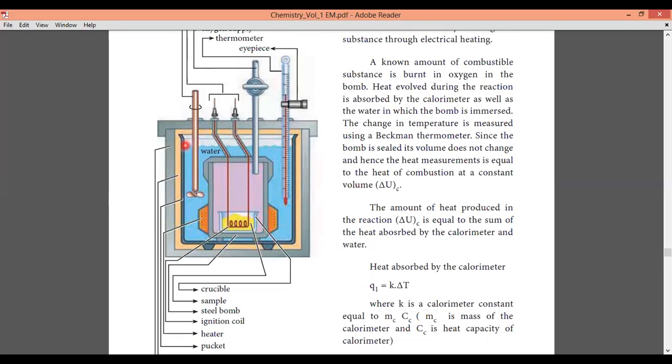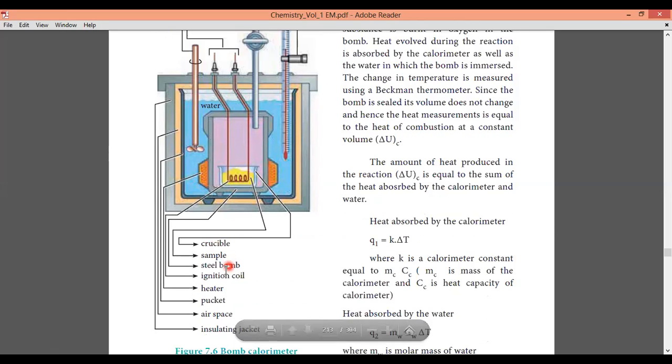Also, the steel bomb present inside should be tightly closed, and it should be pressurized with excess oxygen. We apply a lot of oxygen and pressure and close it tightly. After closing it tightly, that bomb should be immersed in water.